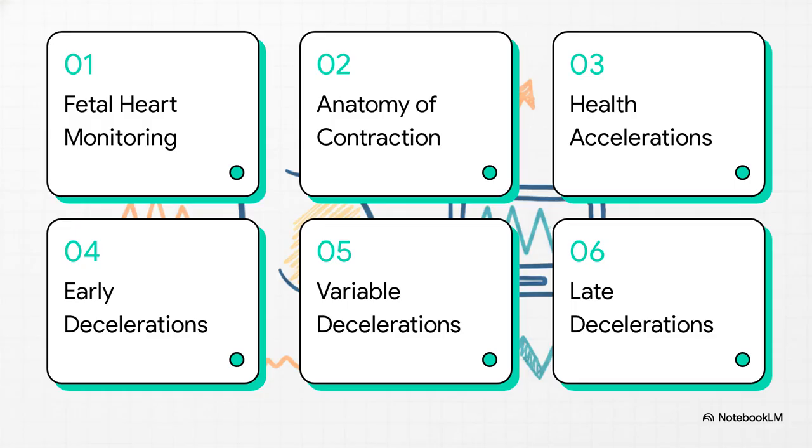Here is our roadmap for today. We'll start with decoding fetal heart monitoring, then look at the anatomy of a contraction. Next, we'll check out accelerations. Those are the good signs. Followed by the 3 types of drops: early decelerations, variable decelerations, and finally, the most critical, late decelerations.